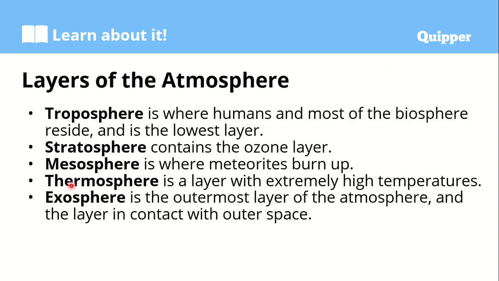Now, the fourth layer of the atmosphere. This layer comes from the word thermo, which means heat. So it is hot here. Thermosphere is roughly 600 km thick and can reach a temperature of about 1,500 degrees Celsius. So this thermosphere is a layer with extremely high temperature. It is very hot, super hot in this thermosphere.